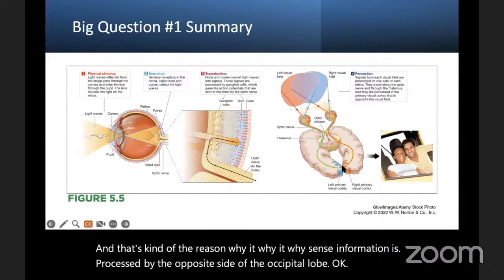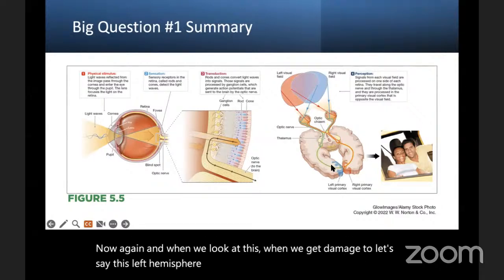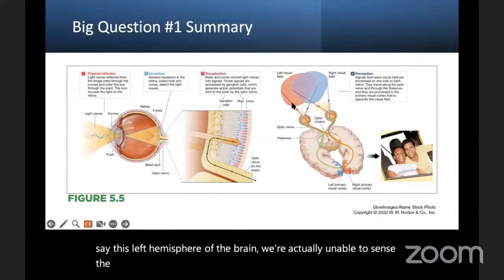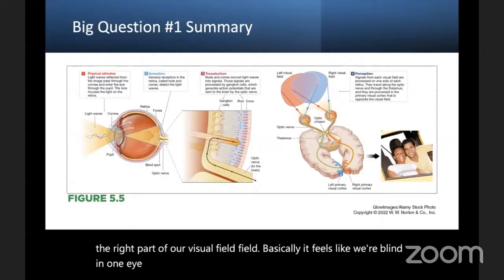Now, again, when we look at this, when we get damage to, let's say, this left hemisphere of the brain, we're actually unable to sense the right part of our visual field. Basically, it feels like we're blind in one eye because it's no longer processing that information. Okay.